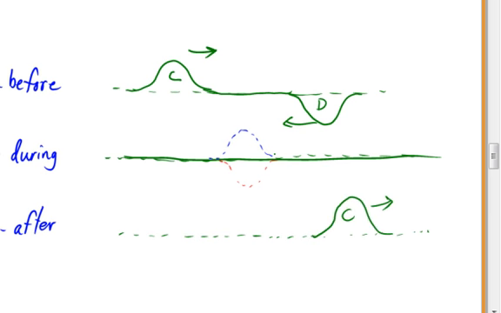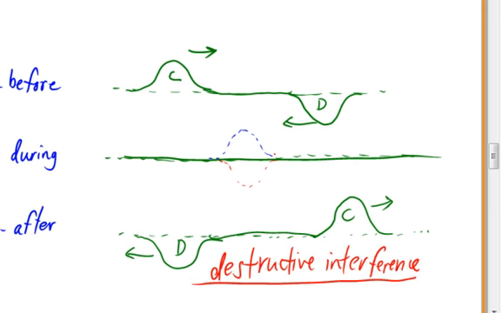So there's my equilibrium position. Pulse C continues to the right, pulse D continues to the left, and we call this situation destructive interference because during that brief instant in time where those two pulses that are out of phase with each other overlap, they destroy the amplitude of the wave.